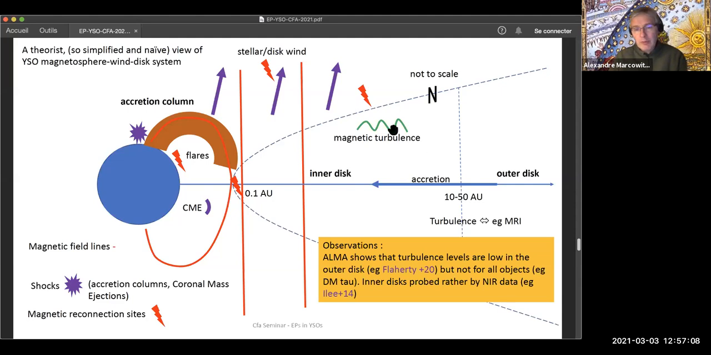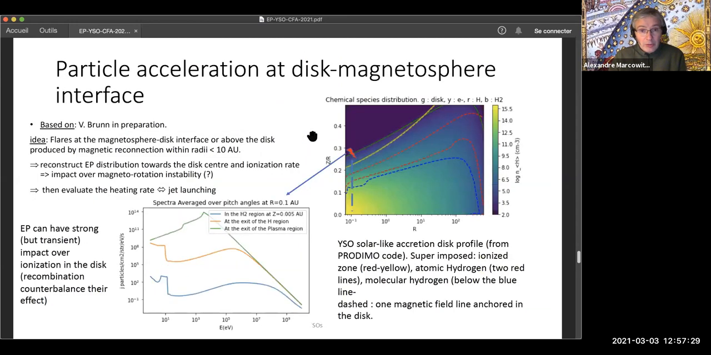The level of turbulence of magnetic accretion disks is found to be rather low in the outer disk, but in the inner disk, things are still open, and this is basically where near infrared data can help to constrain this level of turbulence. So, an ongoing project by a PhD student here in Montpellier, Valentin Brune.